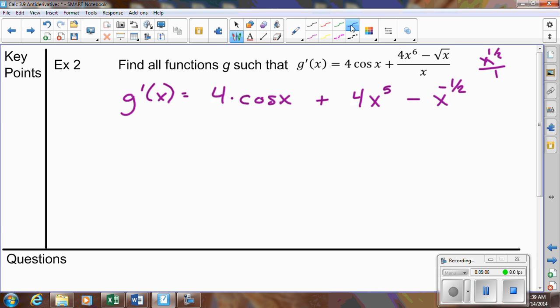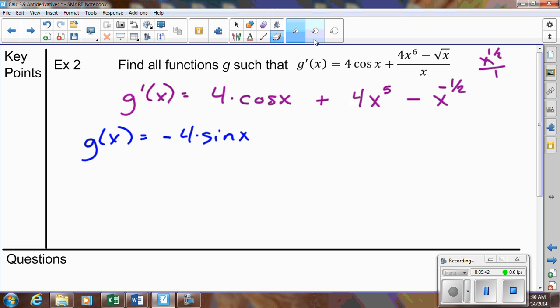What is the antiderivative of 4 cosine x? Okay, that's negative 4 times sine of x, because the derivative of sine is cosine. But why do we have a negative? The derivative of sine is cosine. So if we take the derivative of positive sine, we get positive cosine. This, your intuition, didn't quite match up. Intuition's great. Make sure you double check it though.